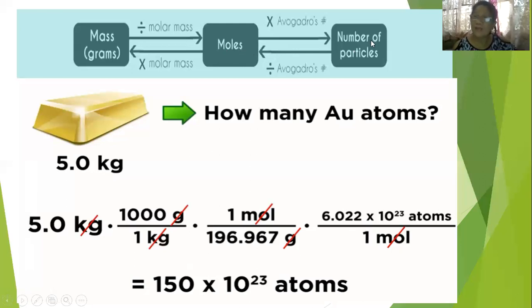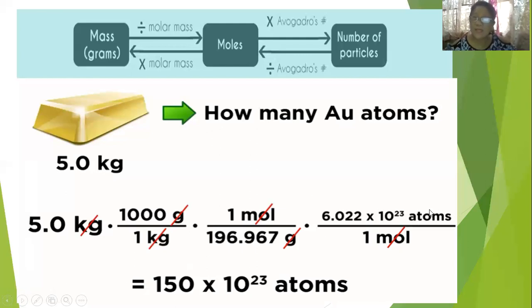Moles to atoms or molecules, you are going to multiply it with the Avogadro's number. Your Avogadro's number is, in every mole of anything, any substance, that is equivalent to how much? 6.022 times 10 to the power of 23 atoms. Therefore, your mole should be down and cancel your mole. Multiply all of this.